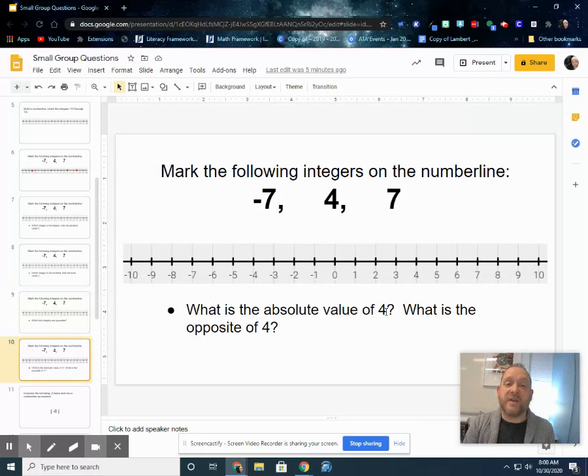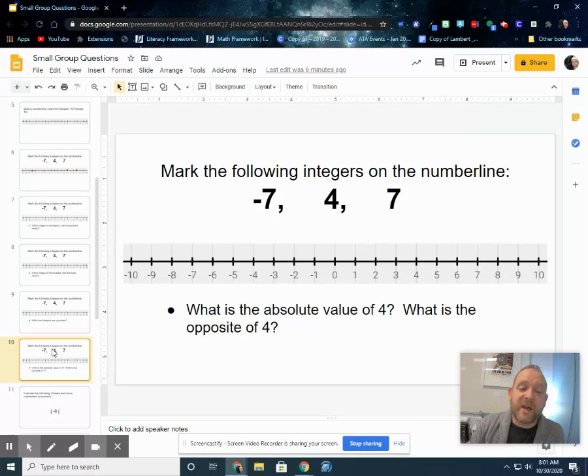So what is the absolute value of 4? And then what is the opposite of 4? So again, to find the absolute value, we'll just check how many spaces we are away from 0. If we start at 4, we go 1, 2, 3, 4 spaces. So the absolute value of 4 is 4. But my opposite would be 4 spaces away on the other side of the number line. 1, 2, 3, 4. Again, its opposite would be the same integer with a negative in front of it, negative 4. Pretty easy concept and easy to remember.